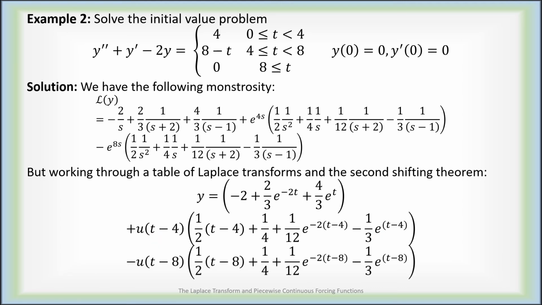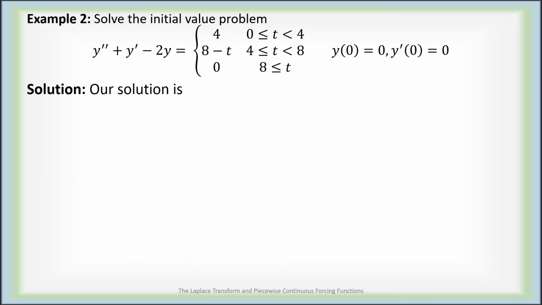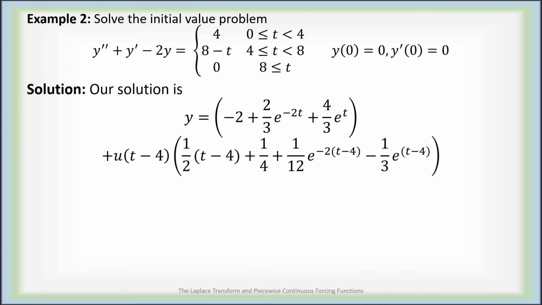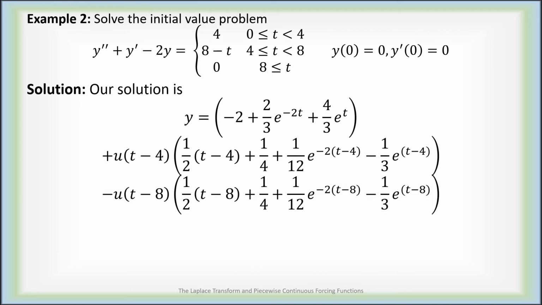Similarly, the last terms look very, very similar. They are all the same fractions because the partial fraction decomposition was the same. However, they're being shifted by 8, so all of these shifts are by 8 instead of 4. So our solution has been found to be the sum of all of these various terms.